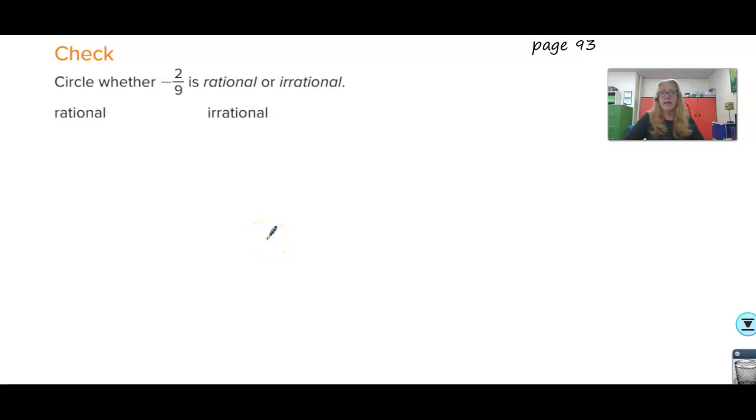Okay, so anytime they give you a fraction, as long as the top number and the bottom number are integers, it is rational. 2 and 9 are both integers, therefore this fraction is rational. Don't pay attention to the negatives. That has nothing to do with it. And, well, I say that. Negative numbers don't get into counting natural numbers, and they don't get into whole numbers. But anything else, negatives don't matter.